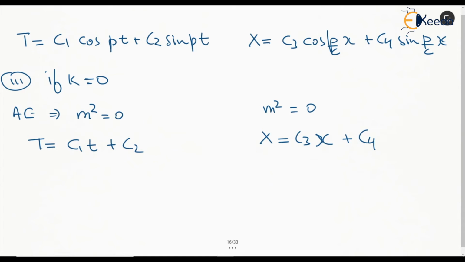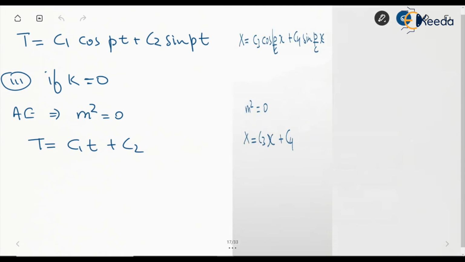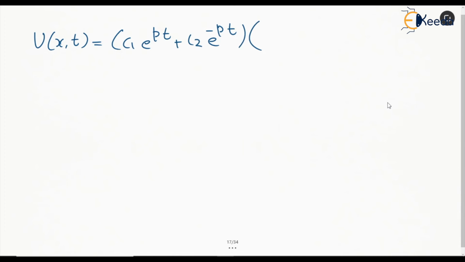So these are the three cases we are going to get, and then the overall solution we can say is u(x,t) is equal to (c1 e to the power pt plus c2 e to the power of minus pt) into (c3 e to the power of p by c x plus c4 e to the power of minus p by c x). That is if k is positive.